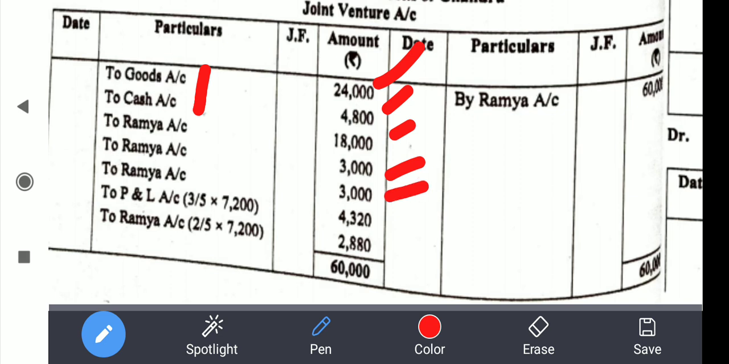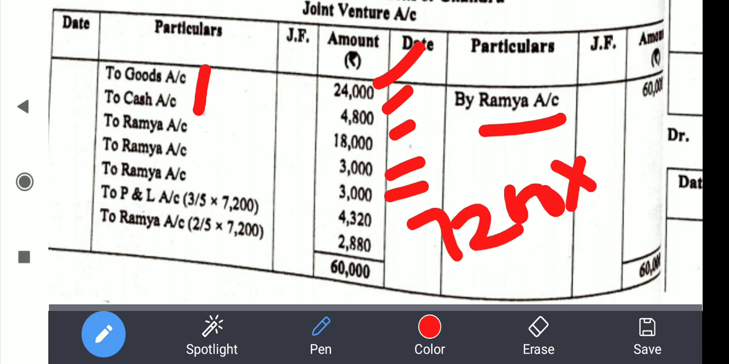Then this is the commission. Ramya's commission is how much? 60,000 at 5 percent, that is 3,000 is the commission. But this is the sales, Ramya sales 60,000. The difference amount is 7,200. From Chandra's point of view, we have to write profit and loss account; from Ramya's point of view, write Ramya. Because Chandra's name should not be mentioned in the joint venture account in the books of Chandra, we have to use goods account, cash account or profit and loss account. So 7,200 by 3 by 5, how much?